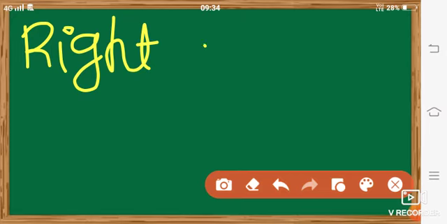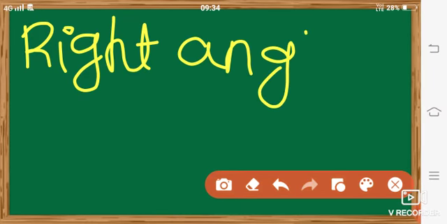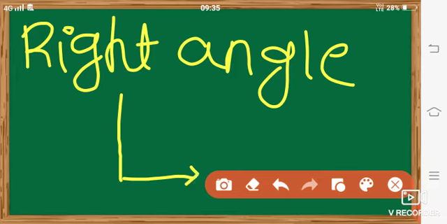Second one is the right angle. A right angle is nothing but 90 degrees. If the angle between two line segments is 90 degrees, then that is called a right angle. This is called a right angle.